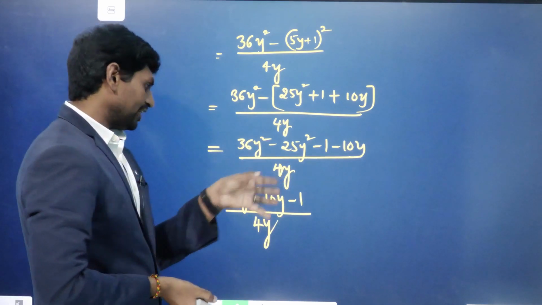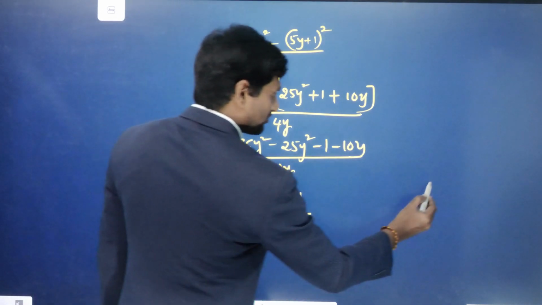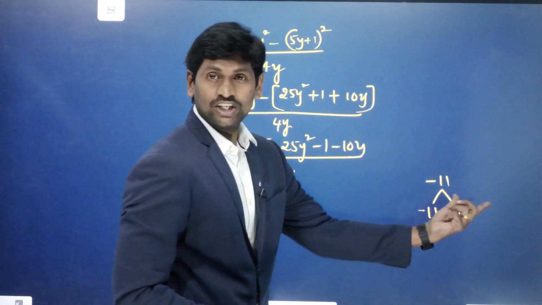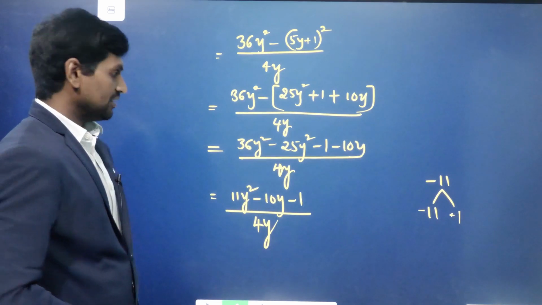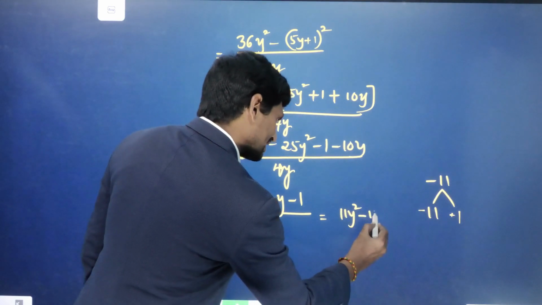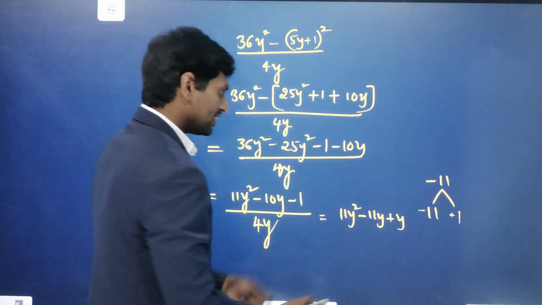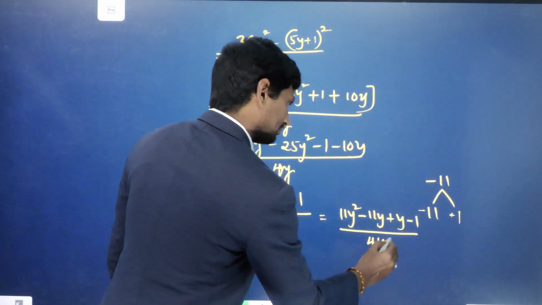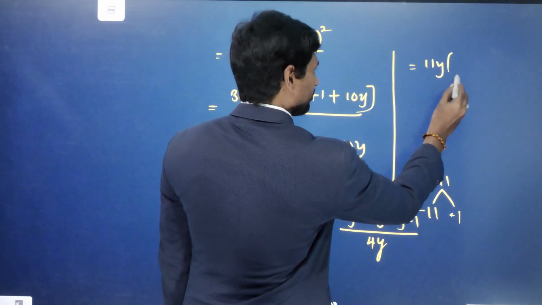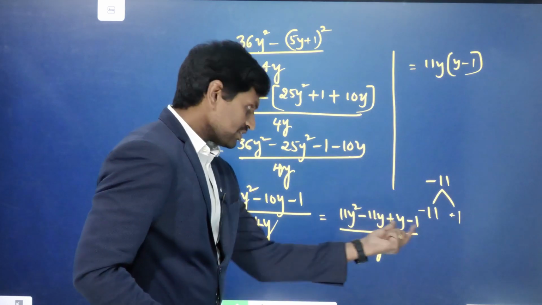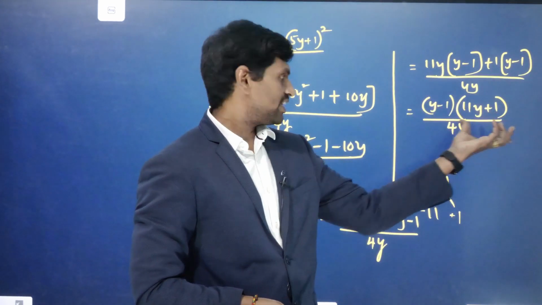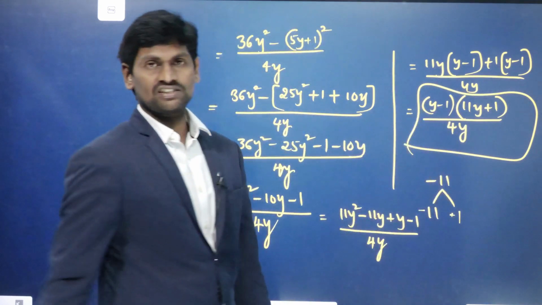Okay? So let us try to identify its factors. 11 into minus 1 is minus 11. 11 ones are 11. You have to take minus and plus: minus 11 into 1 is minus 11, and minus 11 plus 1 is minus 10. So we can express this as 11y square, and minus 10y I can write as minus 11y plus y, and the remaining is minus 1, divided by 4y. Simplify: in the first two terms 11y is common, leaving y minus 1. The last two terms are y minus 1 only, which means 1 is the common factor. Still remaining is 11y plus 1 divided by 4. This is the maximum value. That's it. That is the answer.